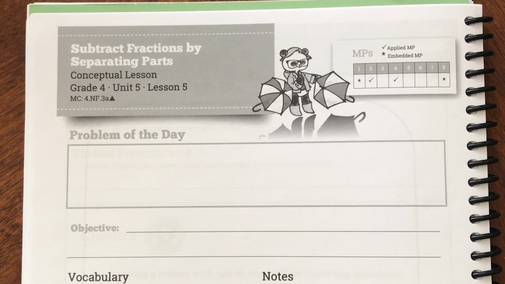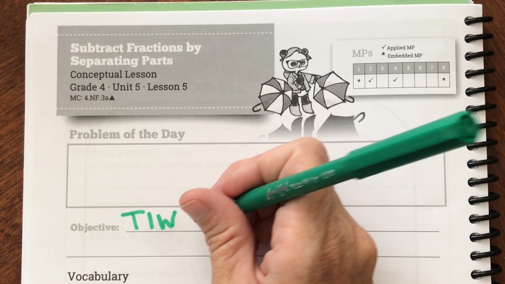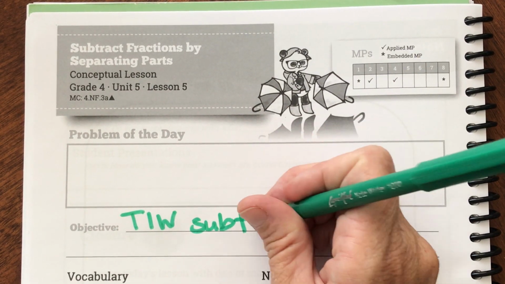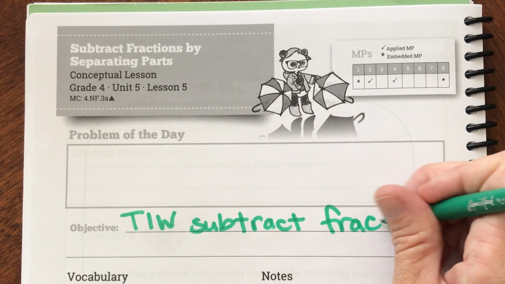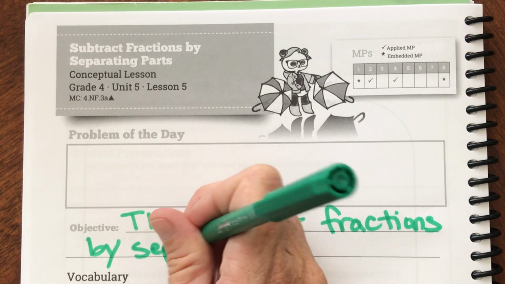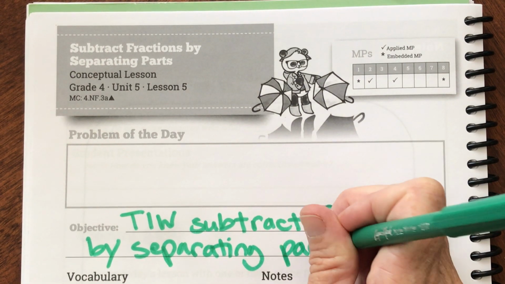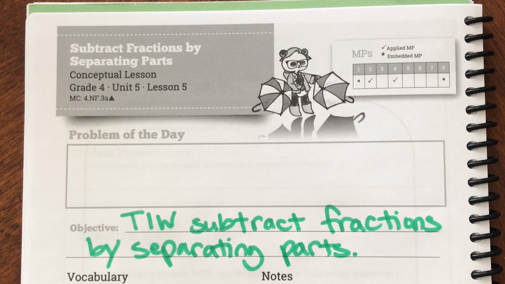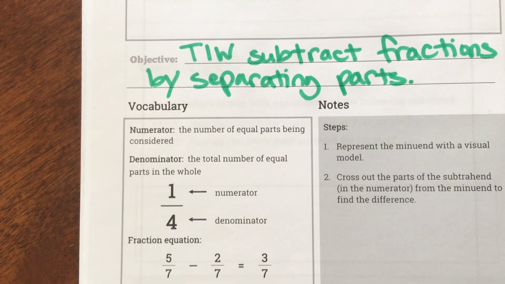Today we are on page 87 of your student journal, and our objective for the day is, today I will subtract fractions by separating parts. Okay. We don't really have any new vocabulary to show today.